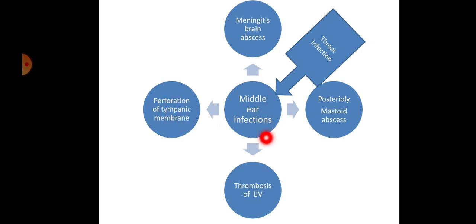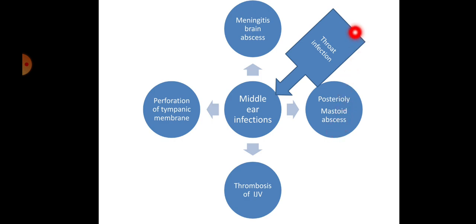Middle ear infection can spread to the floor. The floor may be dissolved. Due to dissolution of the floor, there will be entry of the infection into the vein, that is the jugular vein. That may lead to thrombosis of the internal jugular vein. And sometimes the infection can spread posteriorly, because the middle ear is connected posteriorly to the mastoid antrum through the aditus. So there will be a chance of mastoid abscess. Abscess means collection of pus. This is one thing.